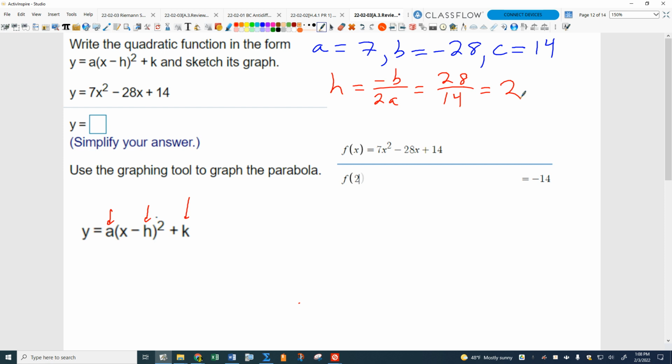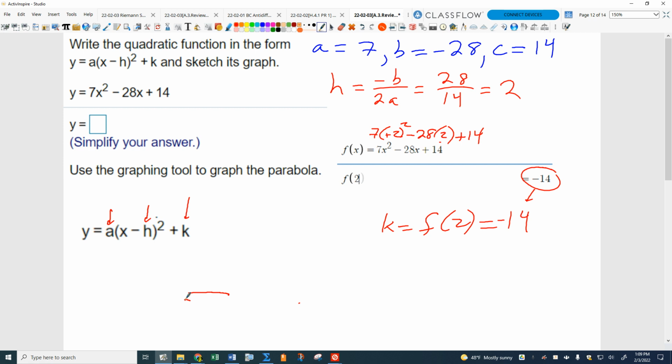So then my answer for k is f of 2, and that's just negative 14, right? So now all I've got to do is write this thing in. How did the 14 become negative? Because when we plugged 2 into the function, the output was negative 14. Really, what did we do here? We plugged 2 in, so we ended up with 7 times 2 squared minus 28 times 2 plus 14. Actually, that's giving us 28 minus 56, so that's negative 28 plus 14, which is negative 14. Okay, that's how we're getting that negative 14.